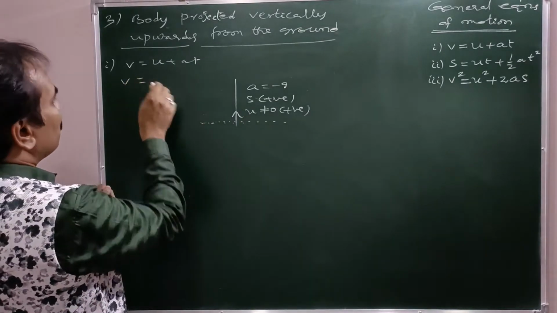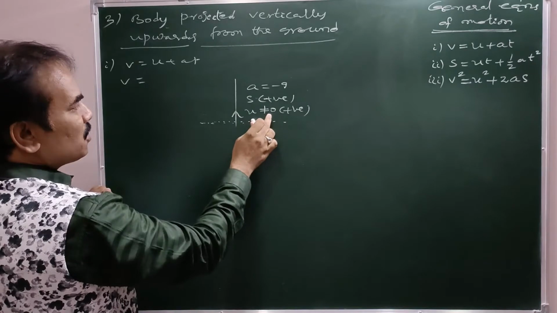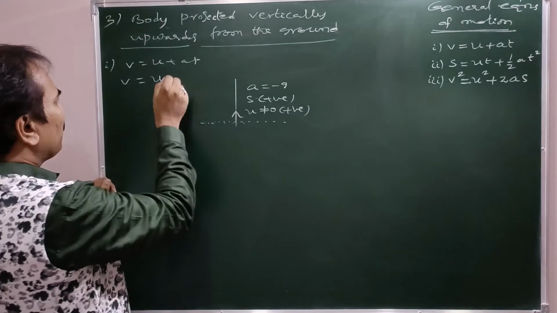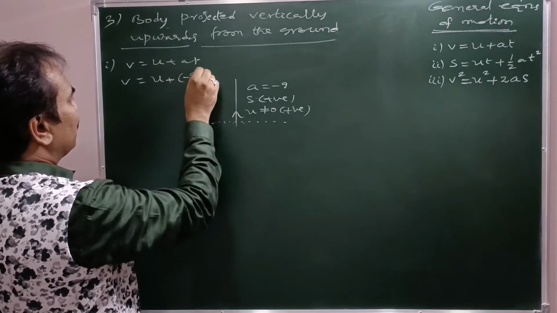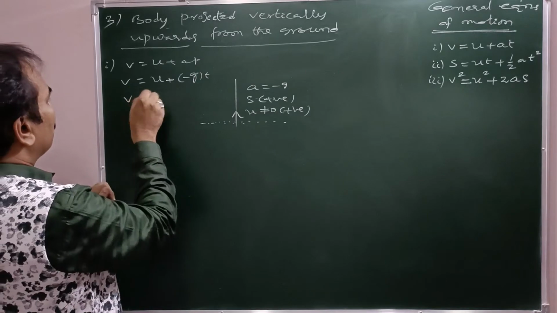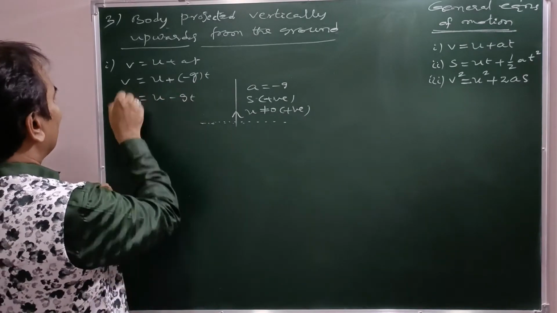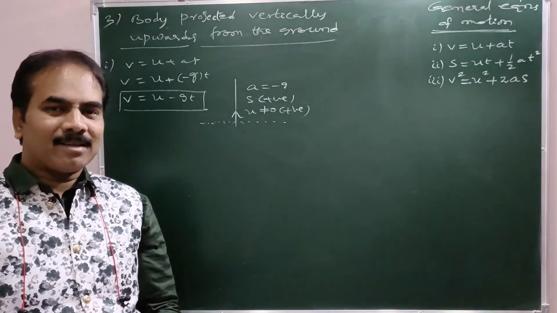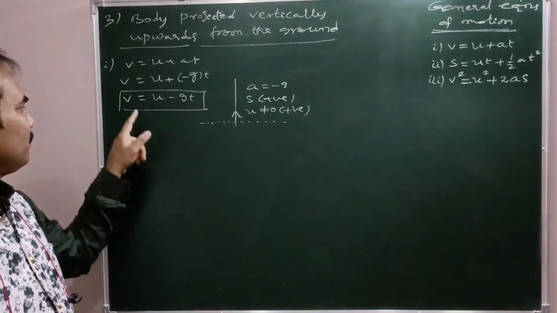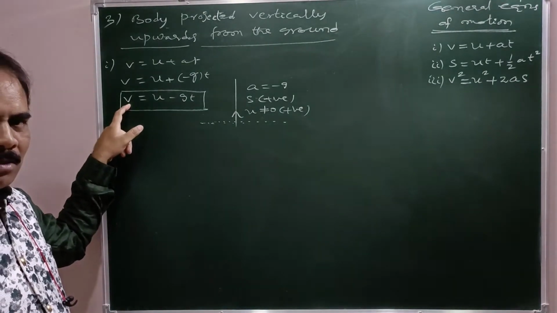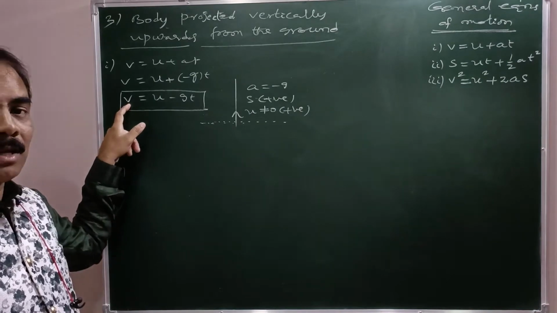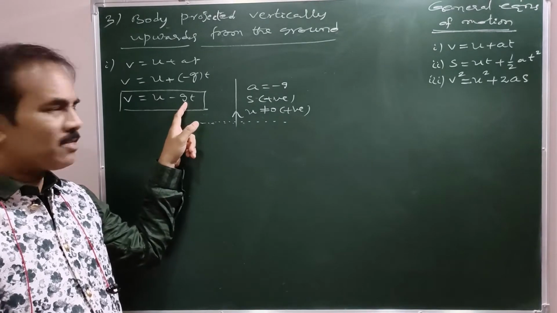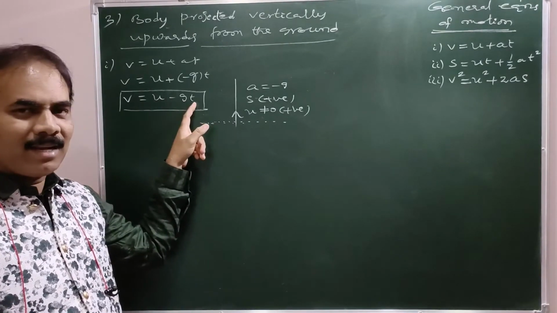Here u means non-zero but positive, that is plus u, right? Plus a means minus g into t, right? So v equal to u minus gt. But here v means the velocity at any instant except t equal to 0, right? So it may be positive or negative, even 0 also, depending upon time. Why? Because here g is constant at a given place, the initial velocity is constant, but time is not constant.